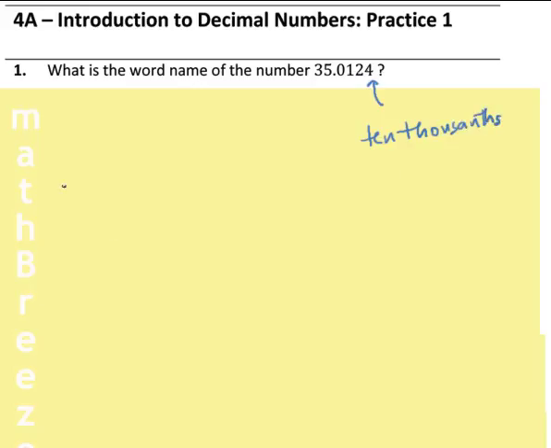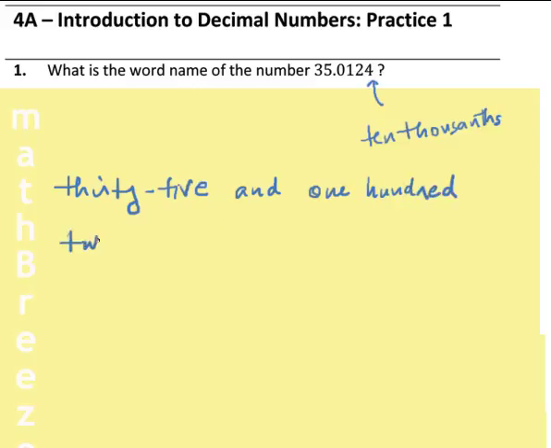So the word name is 35 and 124 and then the units 10,000ths.